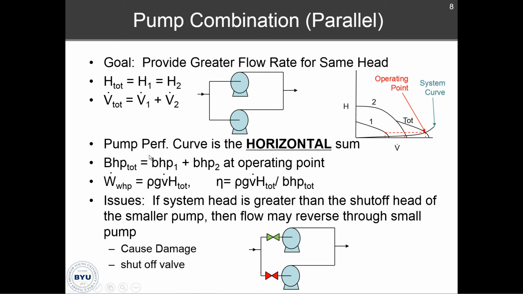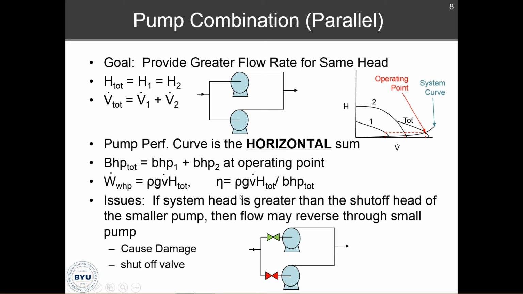So in other words, the brake horsepower total is the same as the brake horsepower of each individual pump added together at the operating point. Okay? So in other words, the total work horsepower is equal to rho G V H total, where the efficiency is equal to rho G V H total over the brake horsepower total.